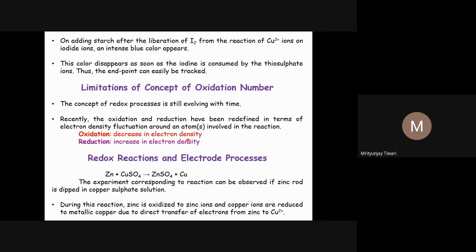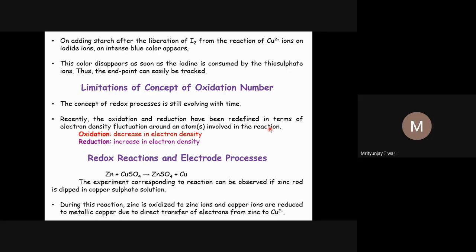Recently, oxidation and reduction have been redefined in terms of electron density fluctuations around an atom involved in the reaction. In certain types of reactions, one thing is to find out whether electron transfer is happening or not. The assumption is that if a certain electronegative atom is bound to another atom, the electron is totally transferred to that more electronegative atom. But this doesn't usually happen in chemistry if the compound is covalent, if there is no ionic compound involved in those redox changes.